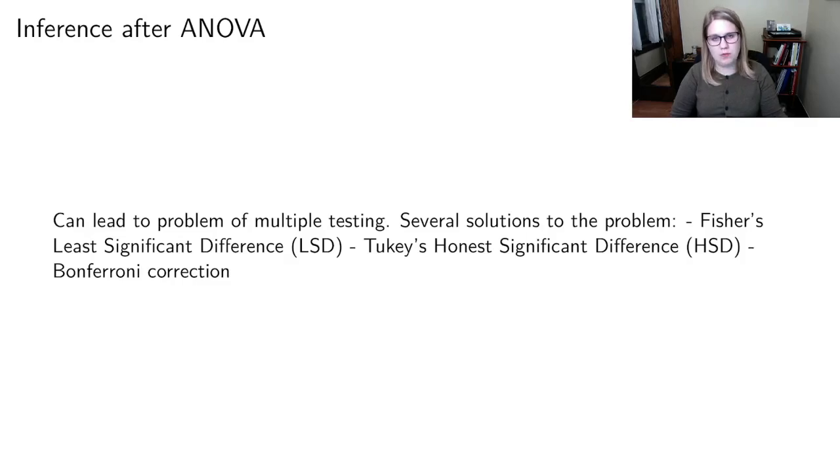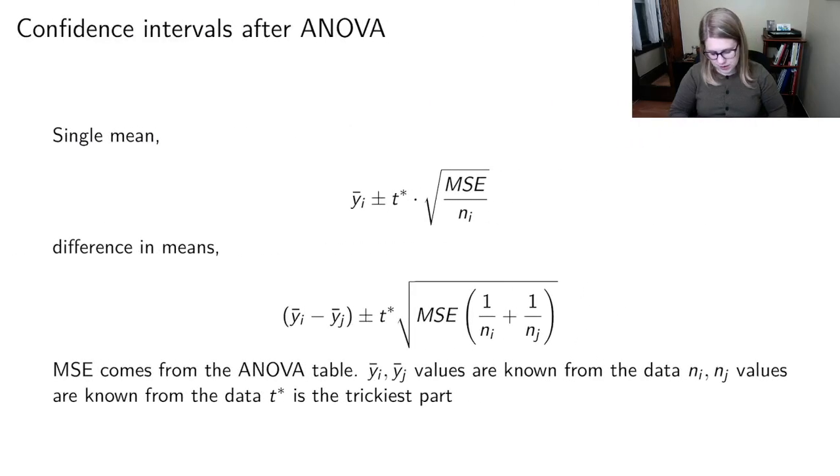And so this can lead to the problem of multiple testing. The problem of multiple testing is if you do a lot of t-tests, for example, to make comparisons between groups, say you do 20 t-tests and you set your alpha level at 0.05, that means that we expect to make a mistake 1 out of 20 times. And so even if there's nothing going on, if you do 20 t-tests, you're probably going to find one that looks significant just by chance. So we've got a few solutions to this problem. We've got Fisher's least significant difference, which gets abbreviated LSD. We've got Tukey's honest significant difference, which is abbreviated HSD. And we've got the Bonferroni correction.